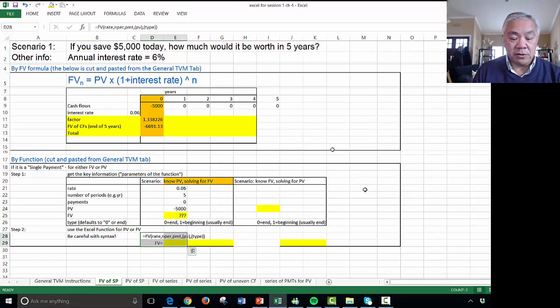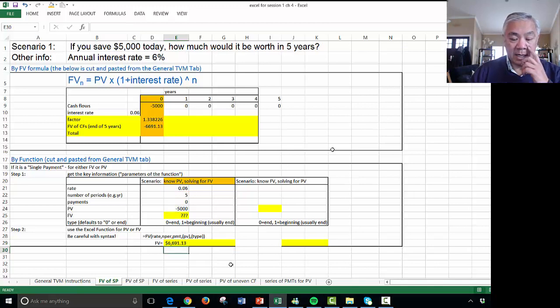So let's solve it. So the future value is equal FV, open parens, and look at the parameters. Rate is that, comma, number of periods is that, 5, comma, what are the payments? No payments, because there's just 1 up front, comma. What is the present value? Negative 5,000. Close the parens because we accept the default. And the answer is 6,691.13, which is exactly the same as that. So either the formula approach or the PV or FV function works well in this case.